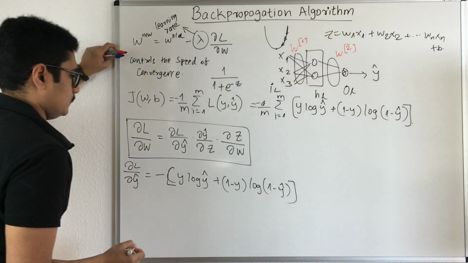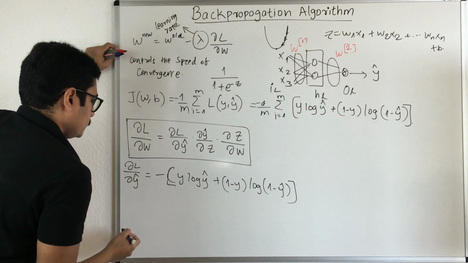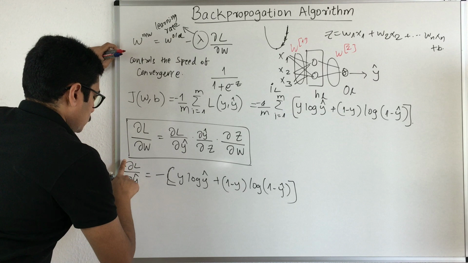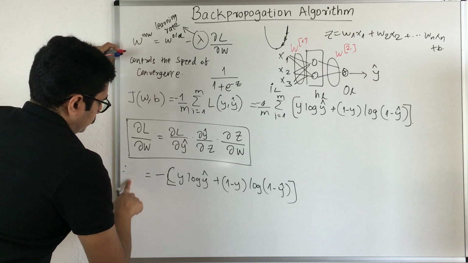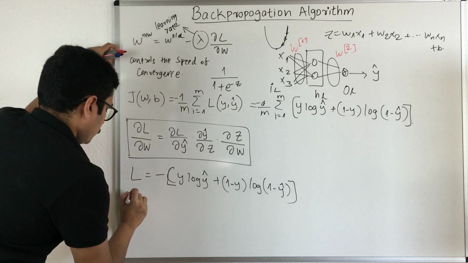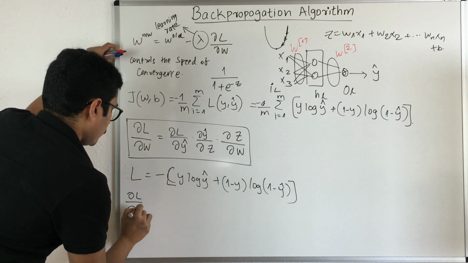So this is our function. Now we need to differentiate this. How do we differentiate this? Instead, I'll write it more clearly. This is your L. Now ∂L by ∂ŷ.